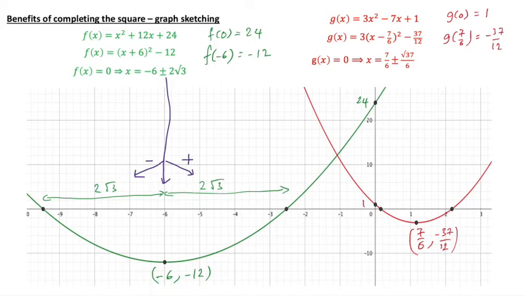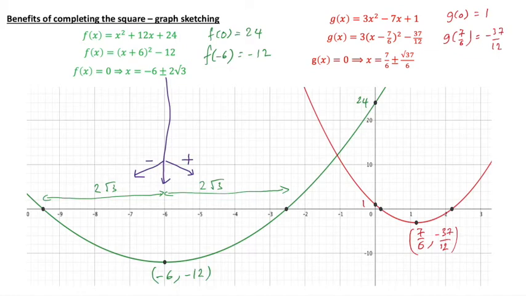We can just say that it must be 2 root 3 to the left, or minusing it, or 2 root 3 to the right, or plussing it, of the minus 6. So that also sort of illustrates the symmetry of the situation, and in fact the line of symmetry for this graph would be x equals minus 6.